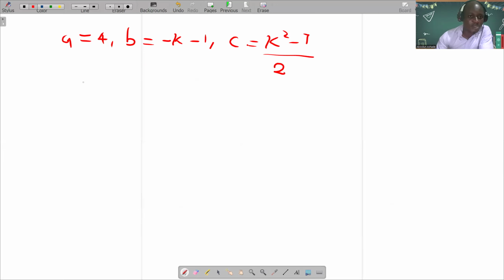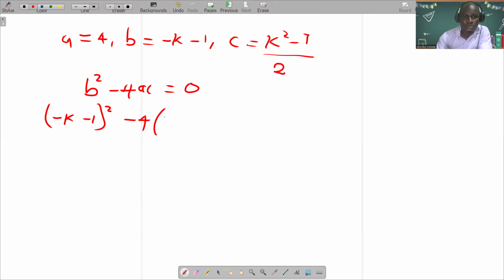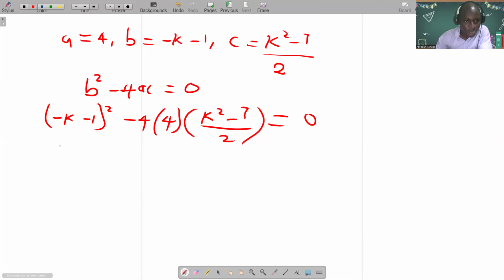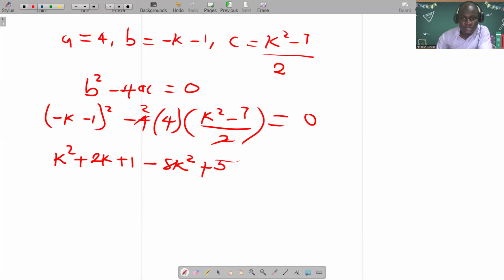So we know that the line meets the curve at a point, so the discriminant b squared minus 4ac equals 0. Let's substitute it. We have minus k minus 1 all squared, minus 4 into bracket a, which is also 4, into bracket c, k squared minus 7 over 2, close bracket, equals 0. If we simplify this further, this gives k squared plus 2k plus 1, minus 8k squared minus 8 multiplied by minus 7, that's plus 56, equals 0.